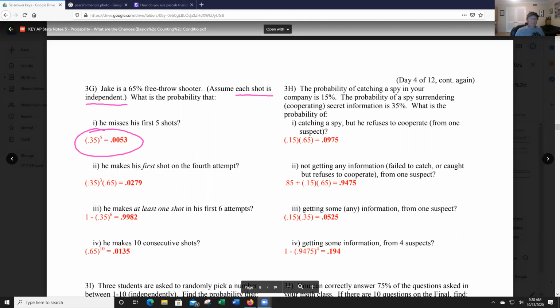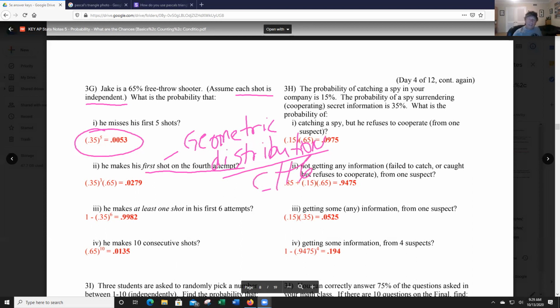All right. 2, he makes his first shot on the 4th attempt. All right. We've seen this before. I'm going to say it again. This is the geometric distribution. Okay, geometric distribution. And this is chapter 6. So we're not there yet, but we can still do the problems.